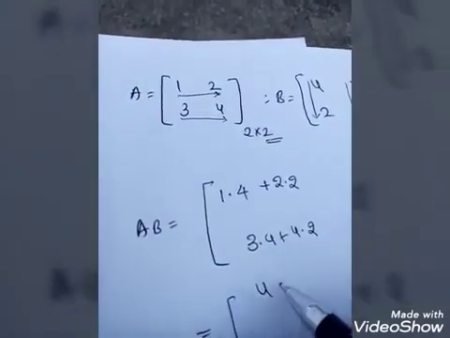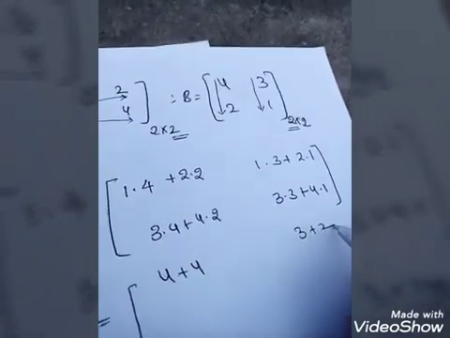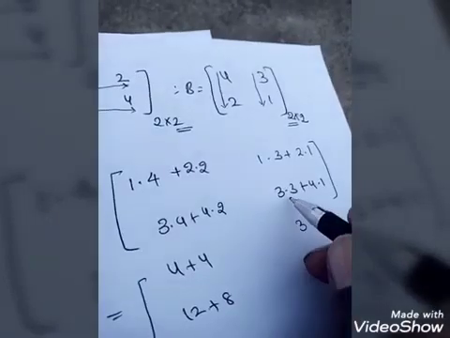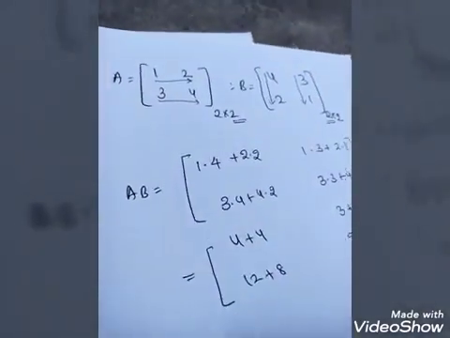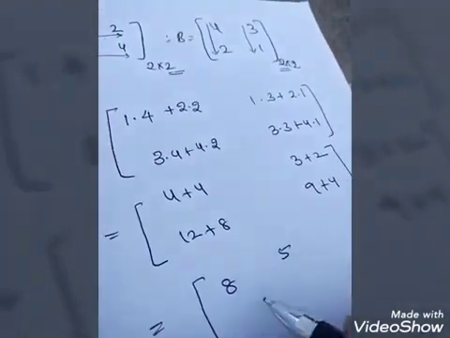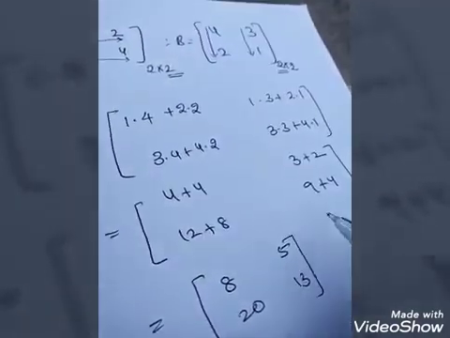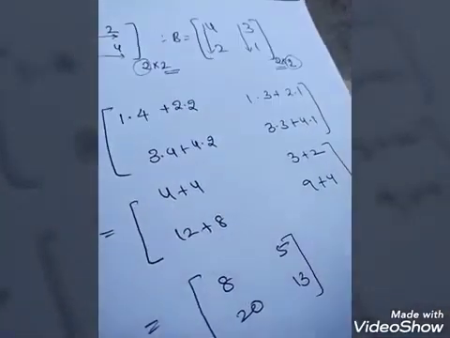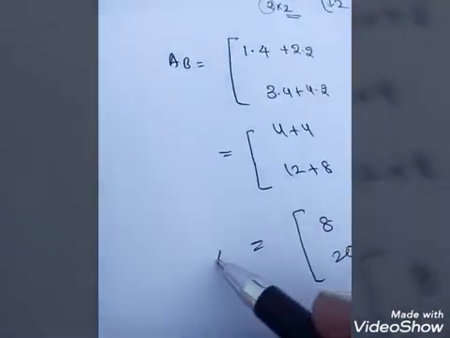4 plus 4, and next one is 3 plus 2, next one is 3 fours are 12 plus 8, next one 3 threes are 9 plus 4. Then you are going to get another matrix, that is 8, 5, 20 and 13. Observe, now what is the order you are going to get? Now this is M by P. Now this is a 2 by 2 matrix. Again you got the matrix AB.